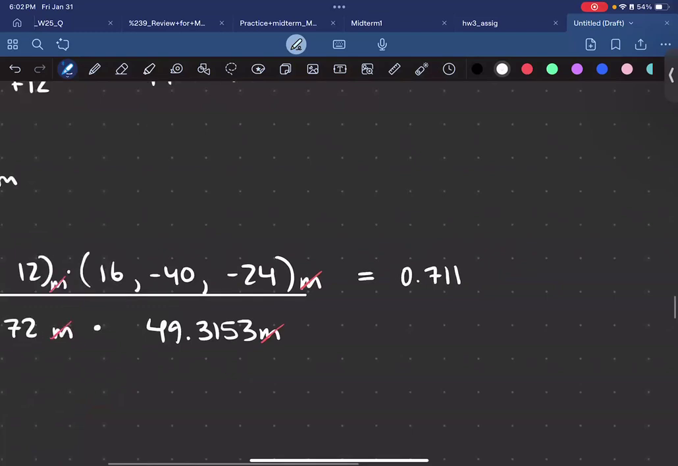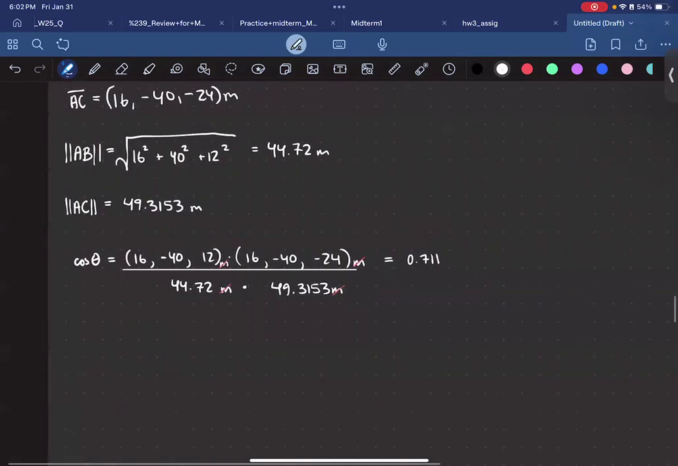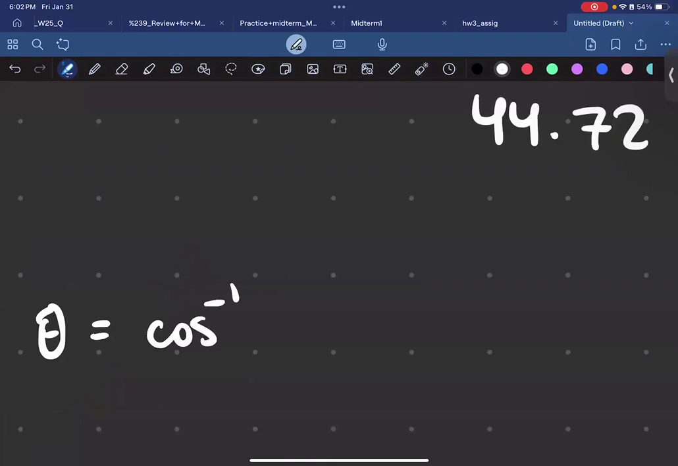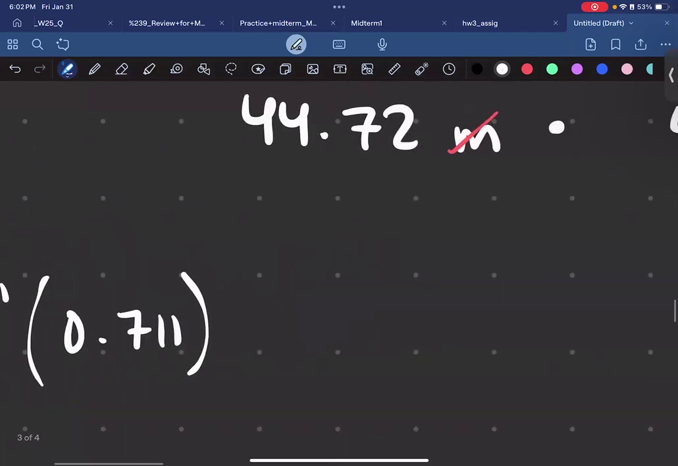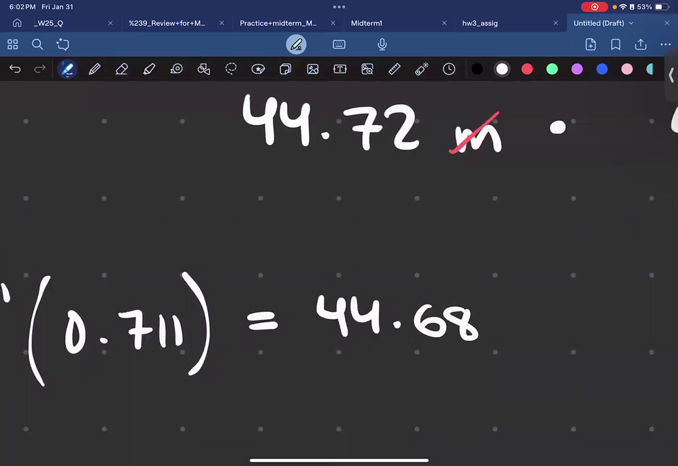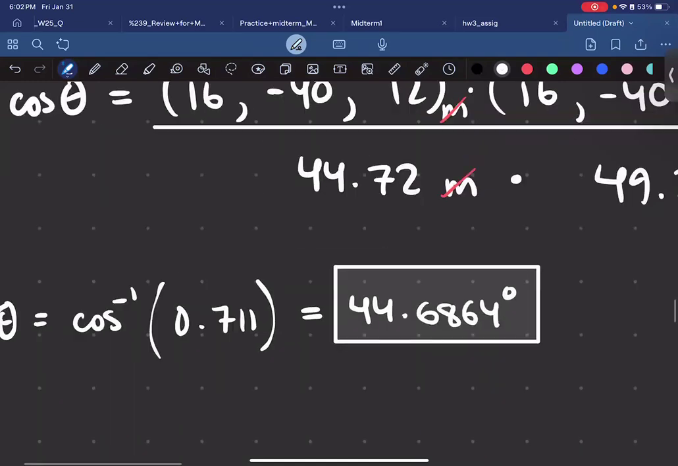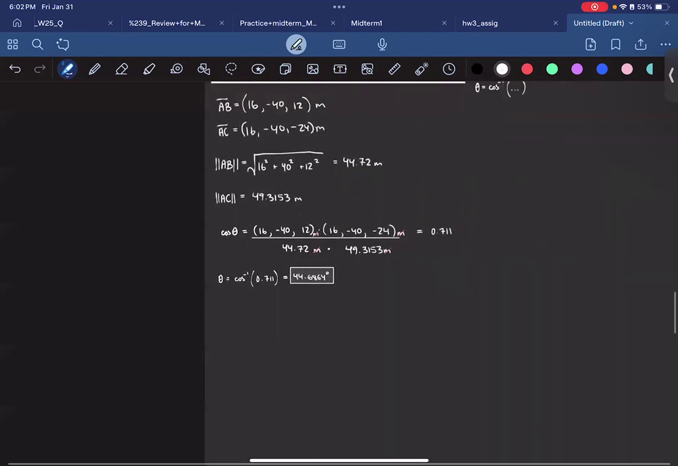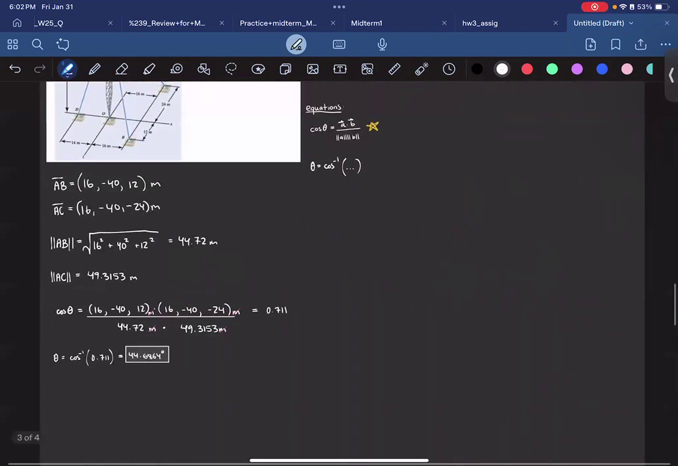After we do that, theta is equal to the inverse of cosine of 0.711, and that is equal to 44.6864 degrees. And that is the final answer for number 3. So yeah, nice little trick there using that equation.